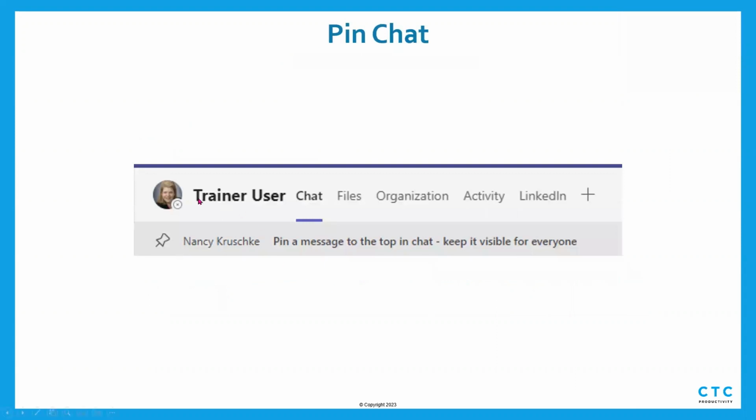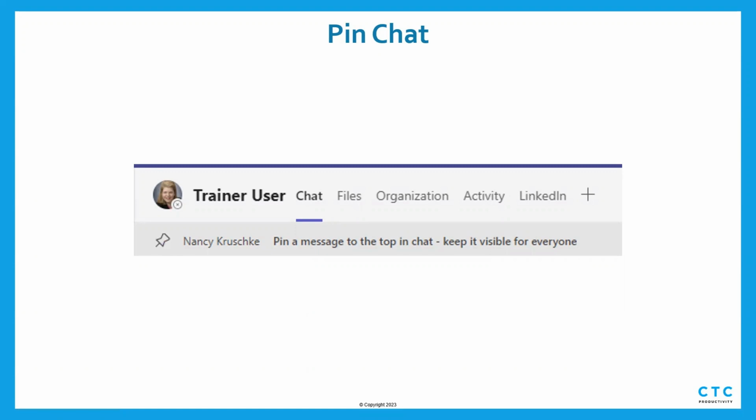But it'll show up. So here's a chat with me and the trainer user in my organization. And I pinned this message to the chat. This is actually what the message is, so this is not what you're going to see. You're going to see the first line of that message. So: pin a message to the top of the chat to keep it visible for everyone. And then any of the people in the chat can unpin it. So it's not like you pin it and no one can unpin it.